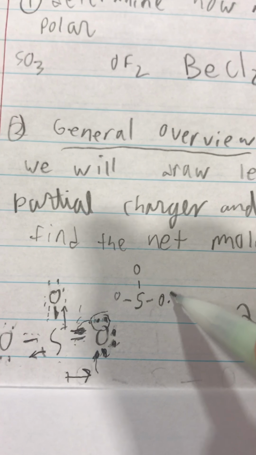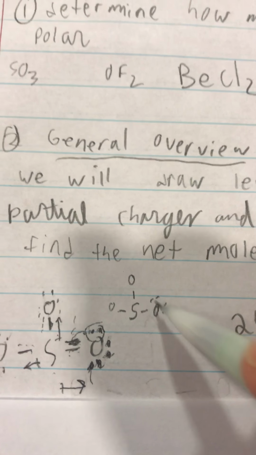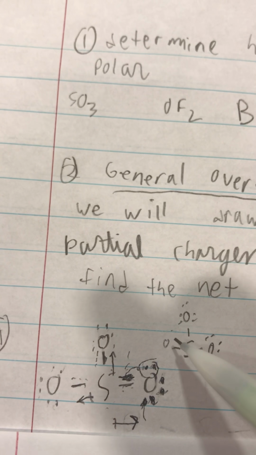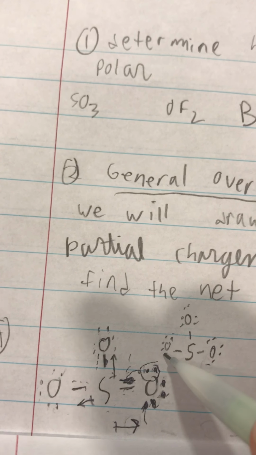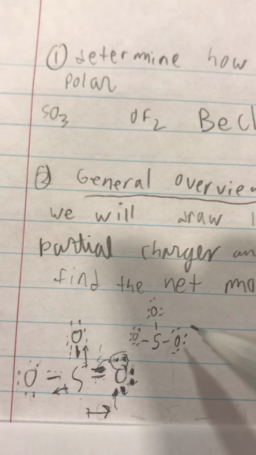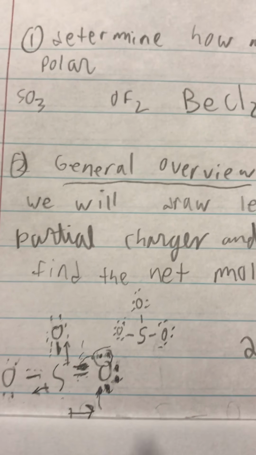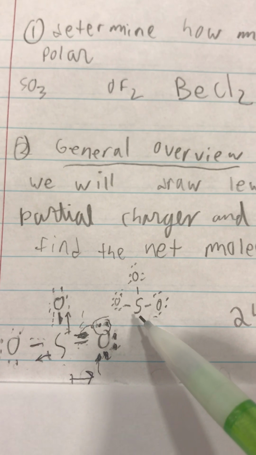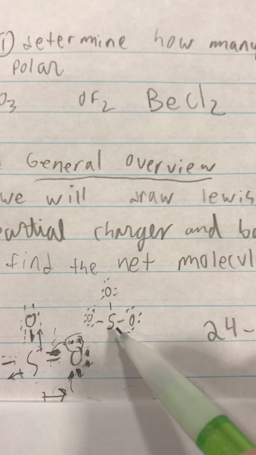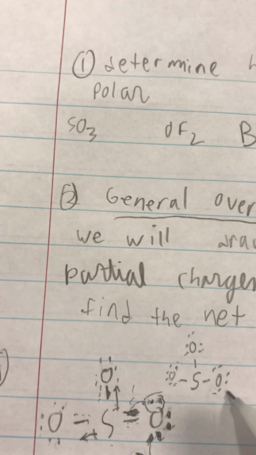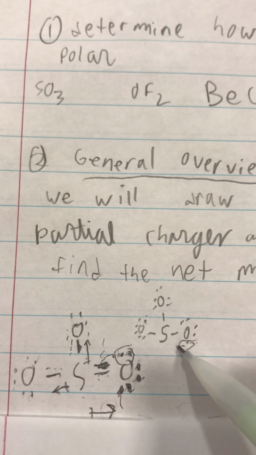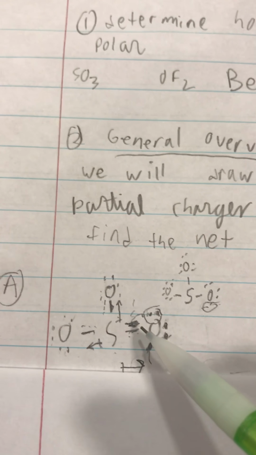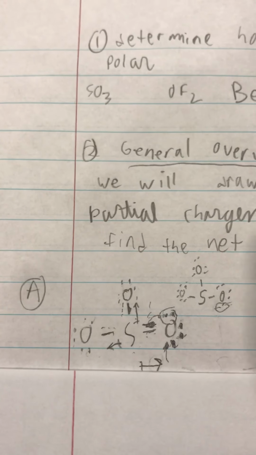So 18 left. You put them on the outside atoms. 2, 4, 6, 8, 10, 12, 14, 16, 18. Am I right? Now, you need to realize that the S does not have an octet, right? The S wants an octet, though. So, you take a bond from here, and it's going to go here, okay? So now the S is happy, right? So that's the electron structure.